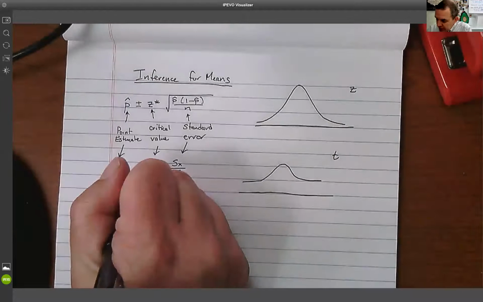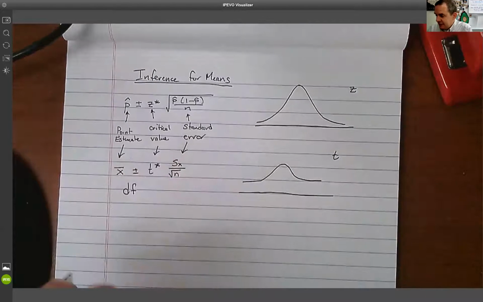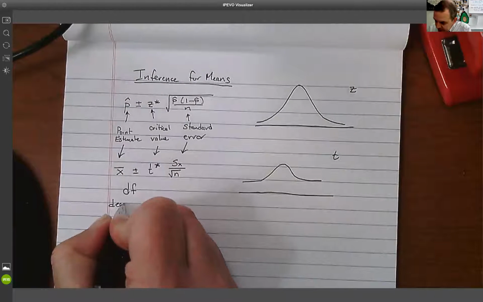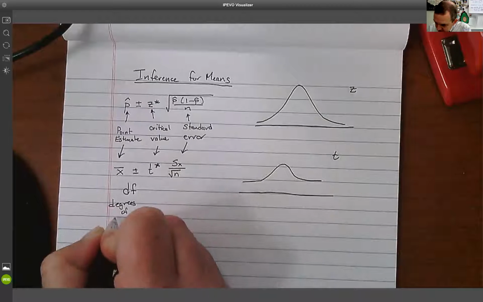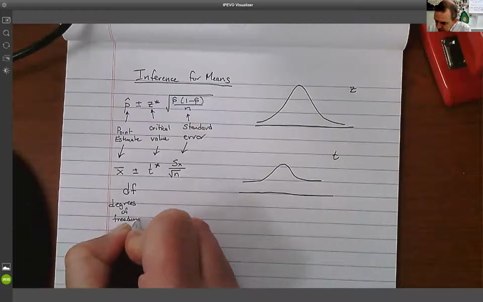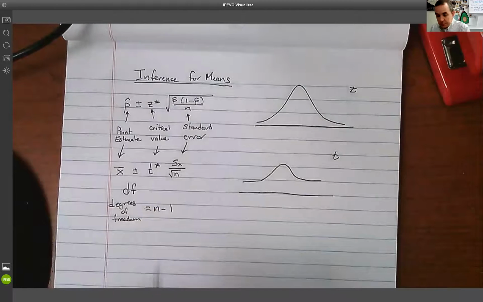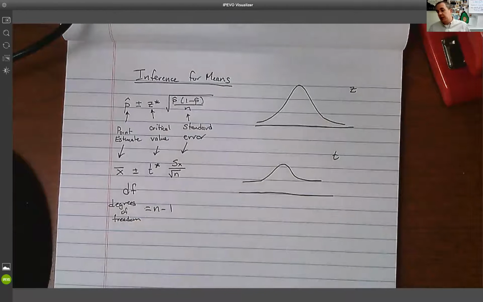So the big formula that we're going to use here is this thing. It stands for DF, degrees of freedom. And the degrees of freedom are going to be equal to my sample size minus 1. So what that means is that once I know all but the last part of my sample, I can figure out that missing piece.